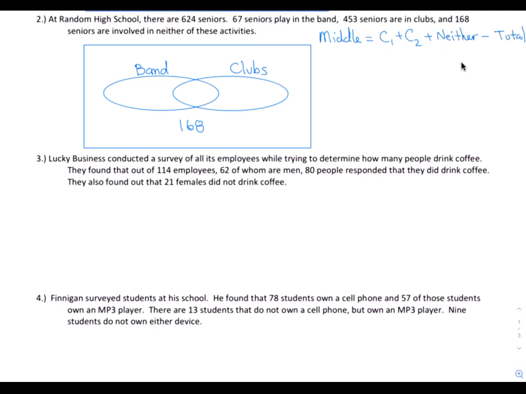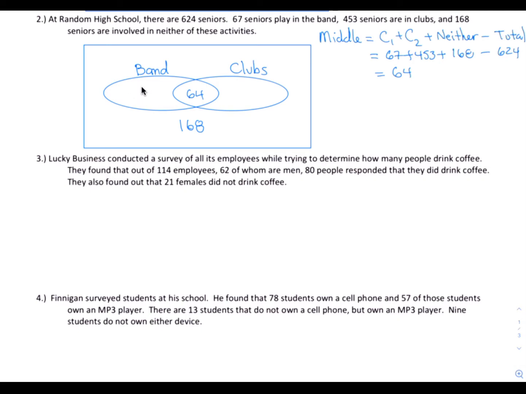Let's go ahead and plug in the numbers. Circle 1 is everybody in band, that's 67, plus circle 2, that's everybody in the clubs, and that's 453, plus neither, that's 168, and then you minus the total number of seniors, that's 624. Then we calculate that. We get 64 from the calculation, and that tells us what goes in the middle. That means there are 64 seniors who play in the band and are also involved in clubs.